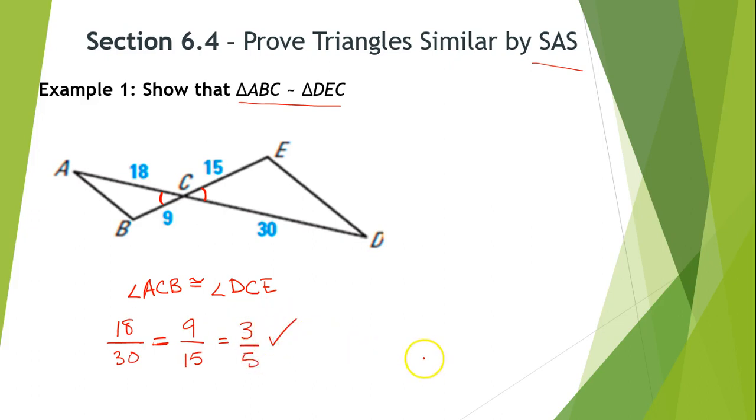So it is true that this statement right here, it is equal to the same number, and their included angles are congruent. So yes, by side angle side, these two triangles, ABC is similar to DEF. And that is how you show it. You need to show it with these steps that I just showed here.